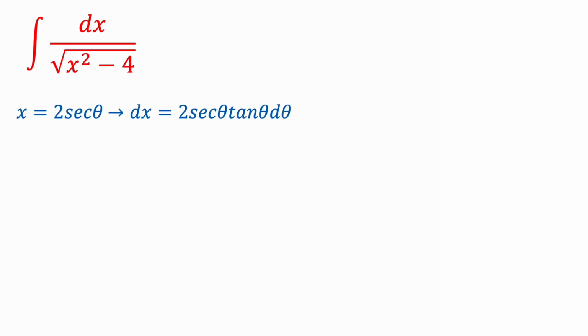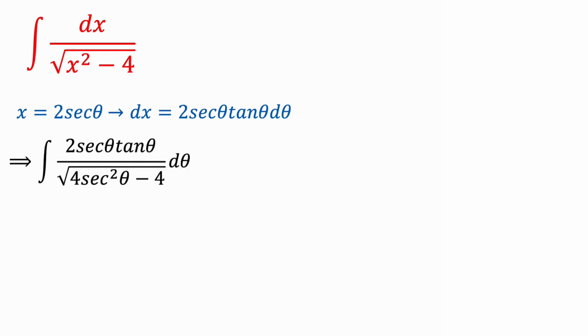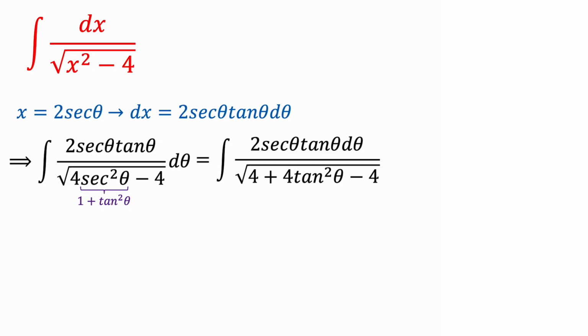Now let's go ahead and substitute it. For dx, we get 2 secant theta tangent theta d theta. And in the denominator, under the square root, x squared becomes 4 secant squared theta minus 4. Now let's move on to simplifying it. We had said secant squared theta means 1 plus tangent squared theta. It's multiplied by a factor of 4, so it becomes 4 plus 4 tangent squared theta minus 4. Naturally, the 4 and minus 4 cancel out. What remains? The square root of 4 tangent squared theta.